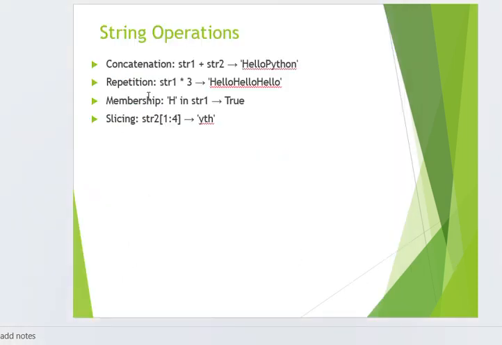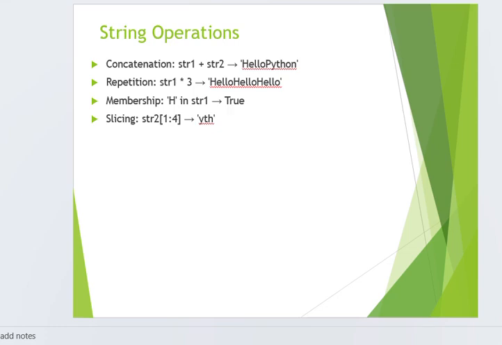Okay, let's move next. Next one is membership. Python has 2 membership operators, in and not in. The in operator takes 2 strings and returns true if the first string appears as a substring in the second string. Otherwise, it returns false. Now, H is searched in string 1. String 1 is having hello. So we are searching H in string 1, so you are getting the answer as true.